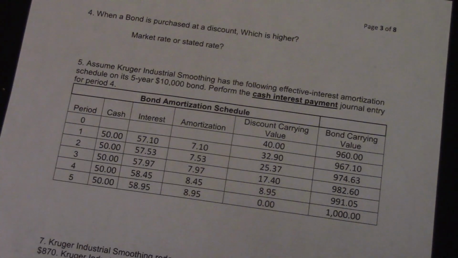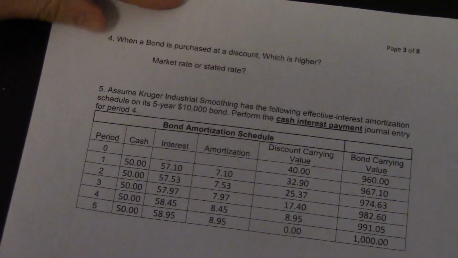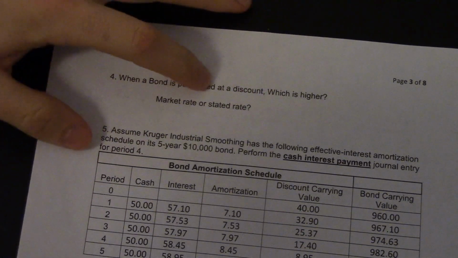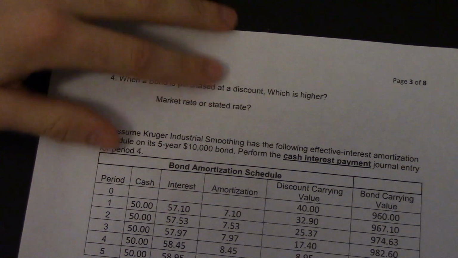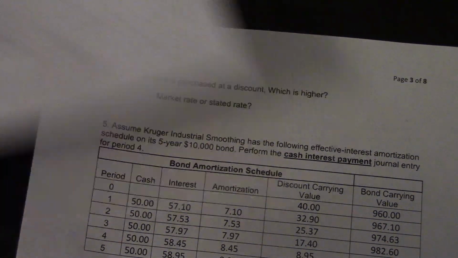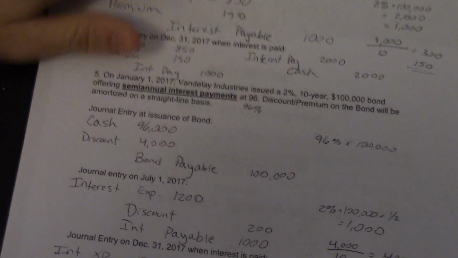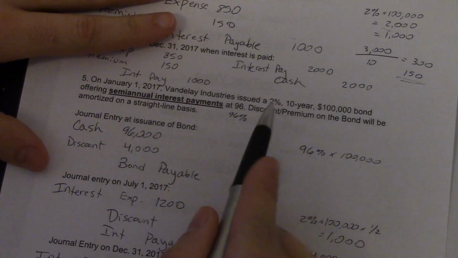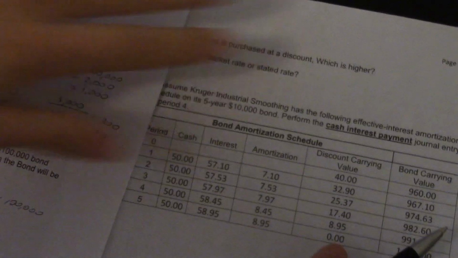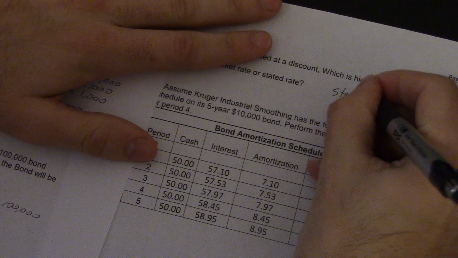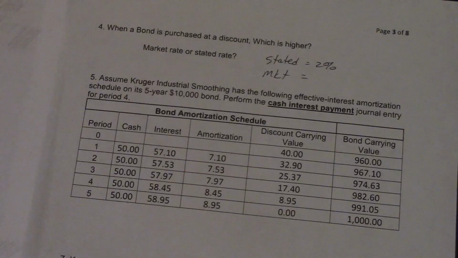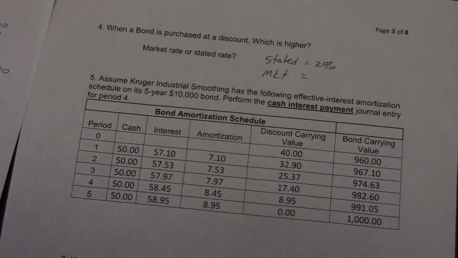Moving on to page 3, we've got a question asking, when a bond is purchased at a discount, which is higher, the market rate or the stated rate? So let's look back to this problem. It's asking about a discount bond, and we just did a discount bond. We have a stated rate of 2%. So our stated equals 2%. So the question is asking, is the market value higher or lower than that?